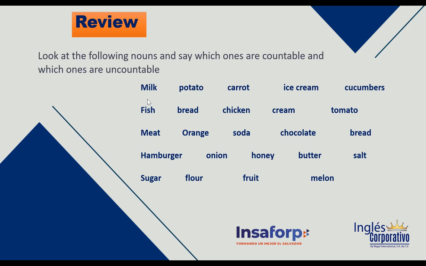Okay, remember this. In general, all the liquids are uncountable. En general, todos los líquidos son incontables. Y también aquellos que se comportan como líquidos, como el sugar, flour, salt, milk, soda, chocolate, they are uncountable. Fish is uncountable too. No tiene plural. Meat, uncountable too. Ice cream and cream and also chicken, uncountable. ¿Hay alguna palabra de estas que tenga una duda? Excellent. You don't have any doubt in this part.